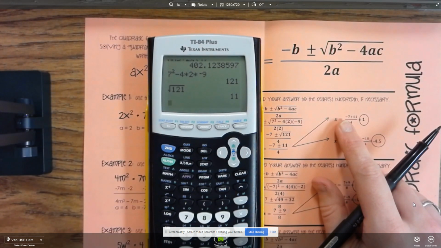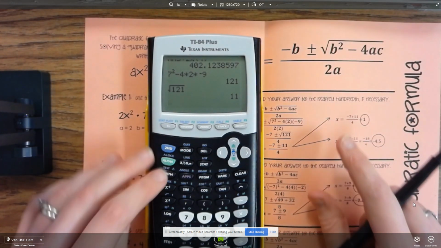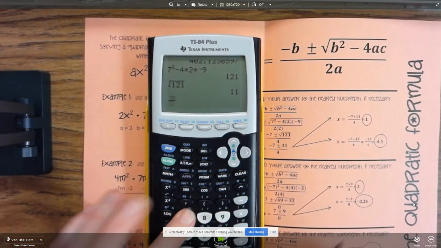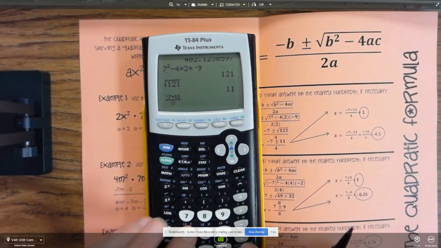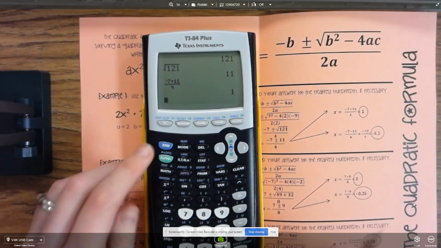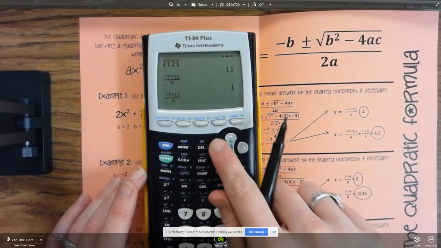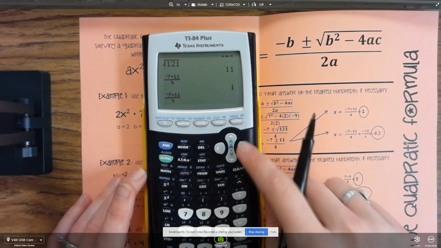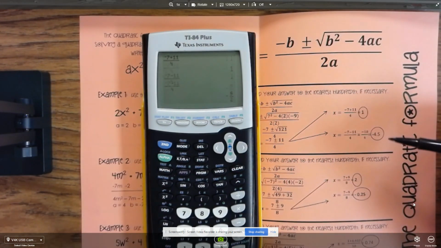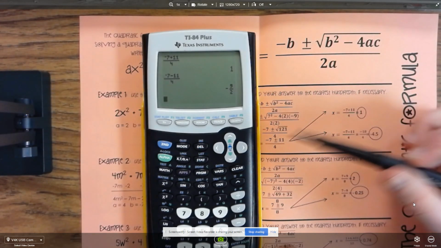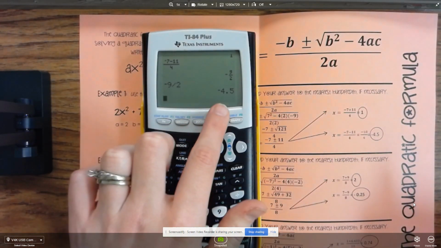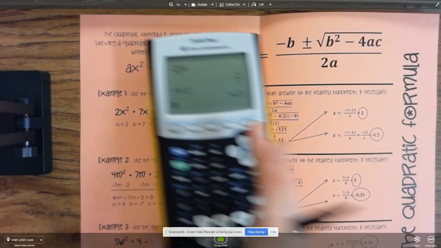So then you can type it in your calculator both ways. So we've got negative 7 plus 11 divided by 4 gives me a 1. And then I can just do it again, except change the plus for a subtraction sign. And so here I get negative 9 over 2 or negative 4.5.